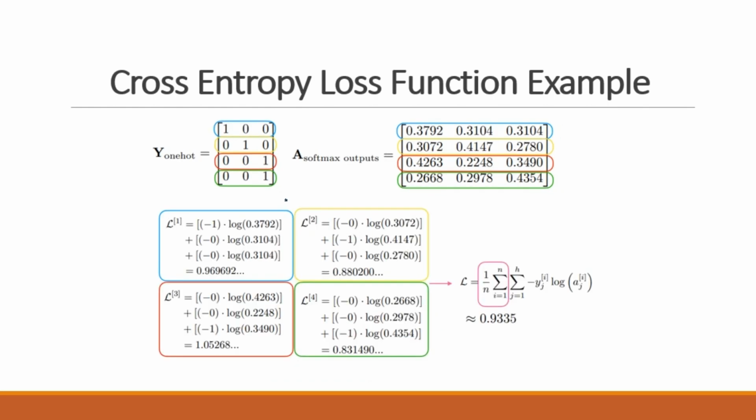And then one more step, we can put everything together. So now the outer sum, we are summing over all these losses here. And then we take a mean over n for all the training examples. And so the mean is 0.93. Otherwise, the sum would be 4 times that.